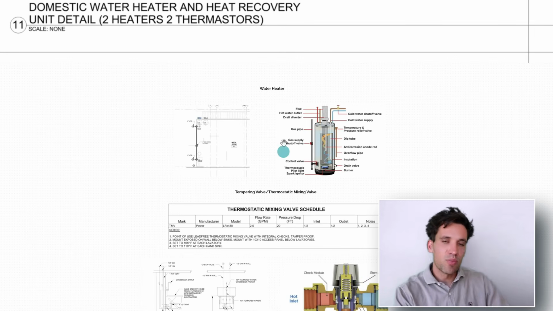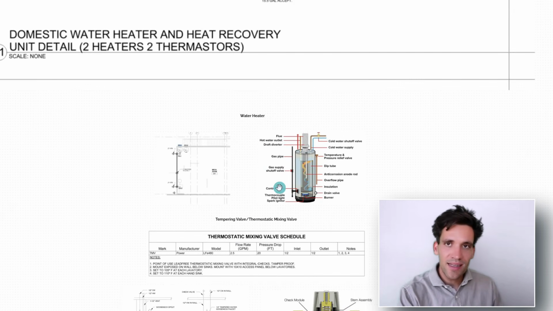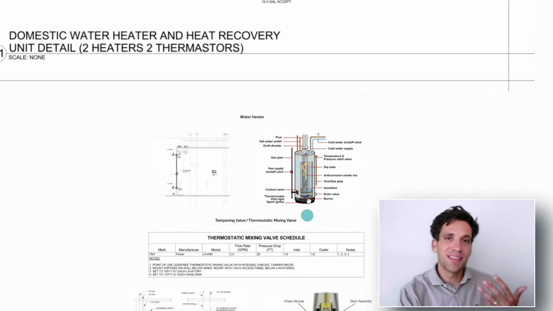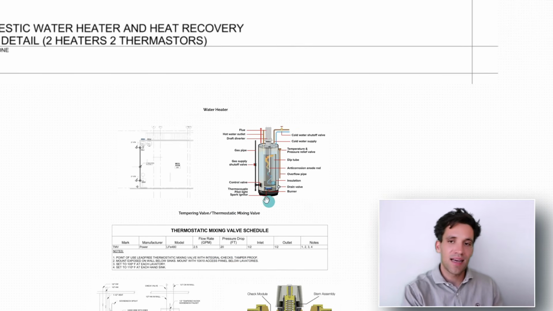So the first component of this is obviously the water heater, the thing that actually heats up the water to begin with. These can be gas or electric. For this one, it's a gas heater. There's a burner below the tank of water that's heating up the water.